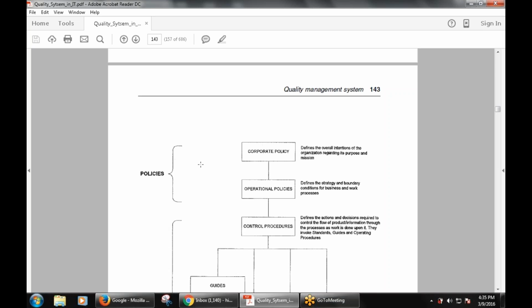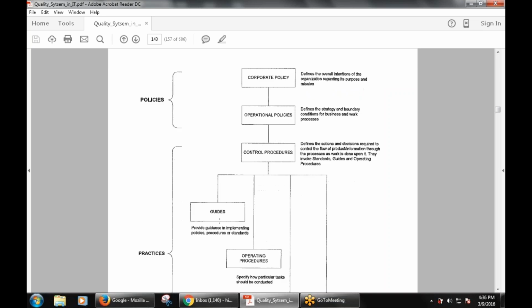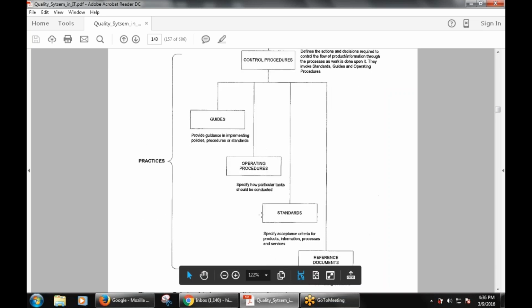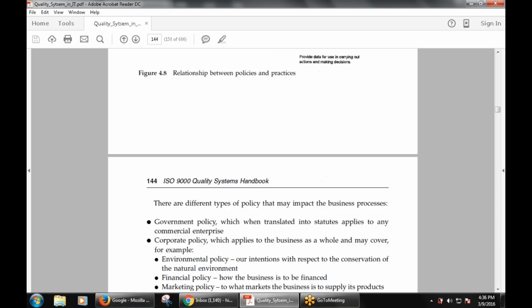And they invoke the standards, guides, and operating procedures. What are the various operating procedures and guidelines that are available? That is covered under the policies. There are guides and operating procedures that are used to specify how a particular test will be used, and how we are going to use the guides, operating procedures, standards, and the reference documents.